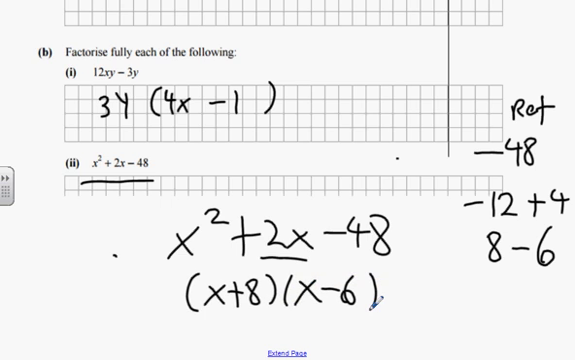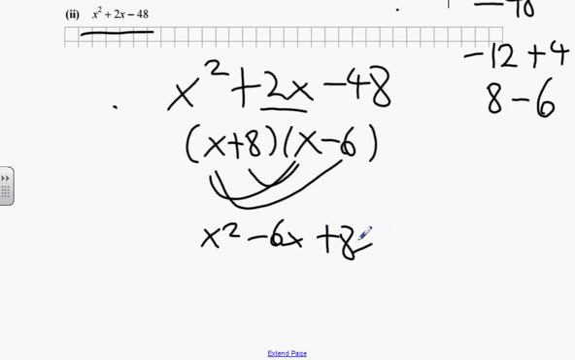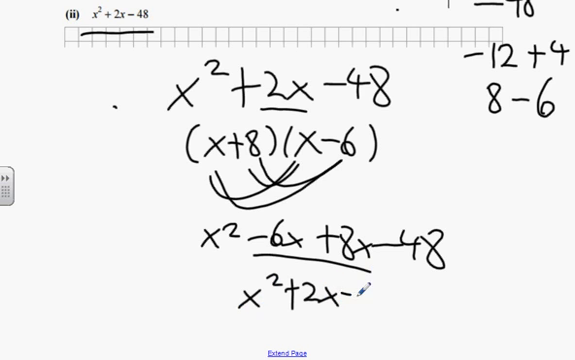Now, I want you to do a quick check on whether you're right or wrong. You need to be aware of this. You multiply it back out. x by x is x squared. x by minus 6 is minus 6x. 8 by x is 8x. And 8 by minus 6 is minus 48. Minus 6x plus 8x is plus 2x. Is it the same answer? Yes, therefore you know you're completely correct.